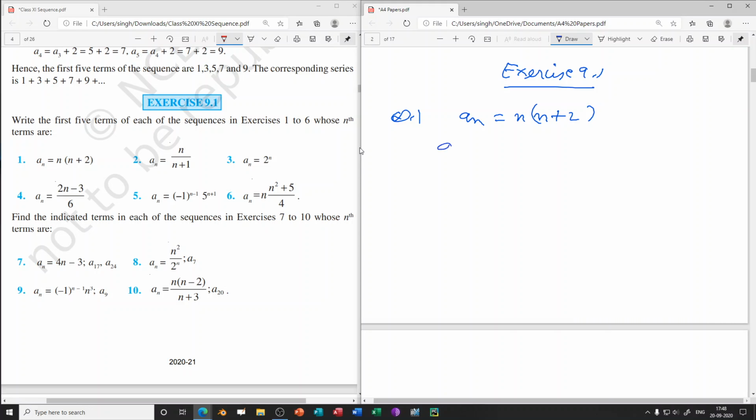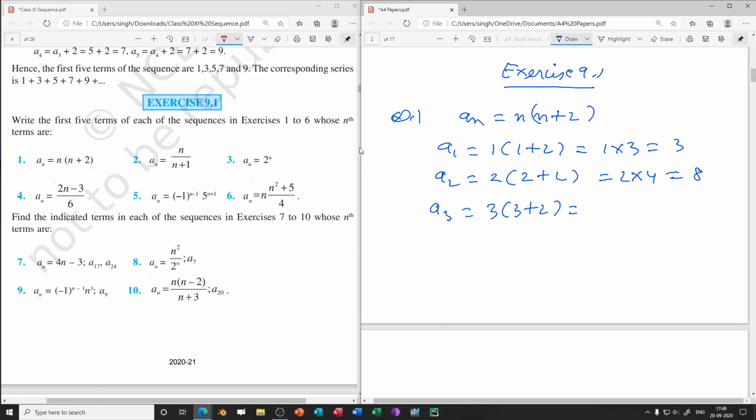So A1 means simply wherever n is there put 1. So we'll get 1 into 1 plus 2, 1 plus 2 is 3, so 1 into 3. So that is 3. So A1 is 3. A2 equal to, where n is there put 2. So 2 into 2 plus 2, that is 2 into 4. This will give us 8. Similarly A3, wherever n is there we substitute 3. So 3 into 3 plus 2. This will give us 3 into 5, that is 15.